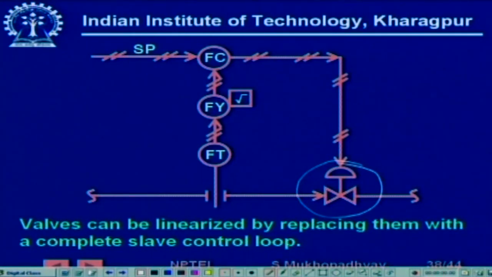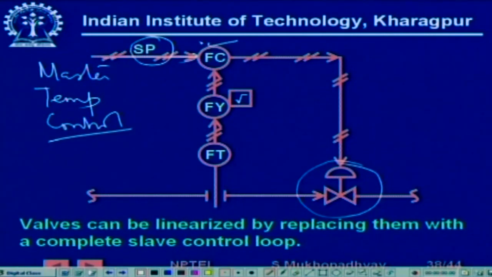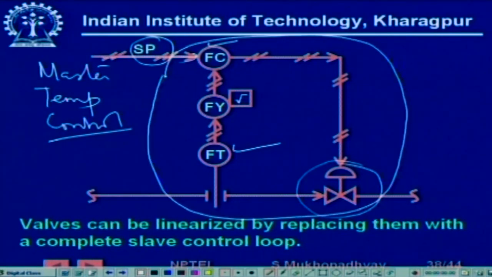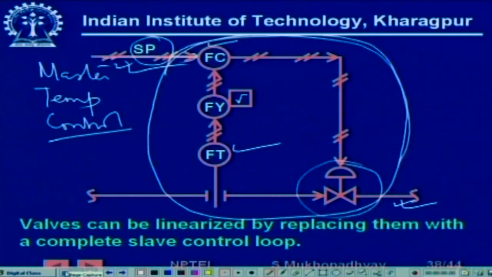So what will happen is that this is the one coming from the master, say, temperature control loop. Then if you set up this flow controller and this flow transmitter, even if the valve is nonlinear, the characteristic of this loop, between this point and this point, is much more linear. It may not be absolutely linear in a mathematical sense, but it will be much more linear, and that makes it much easier to design and ensure that the characteristic of the temperature control loop remains uniformly good over the whole region of operation. So many times we set up this kind of loop.